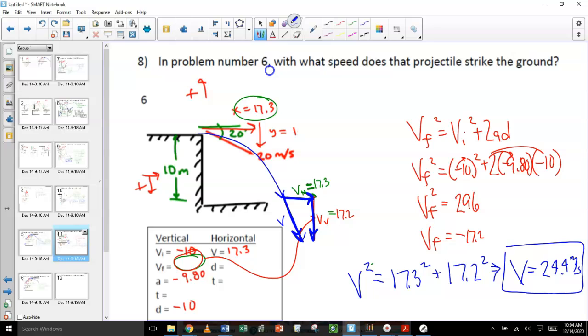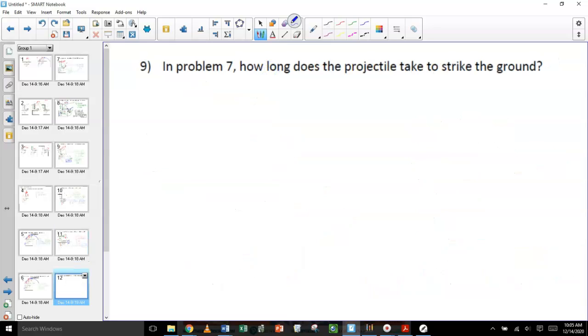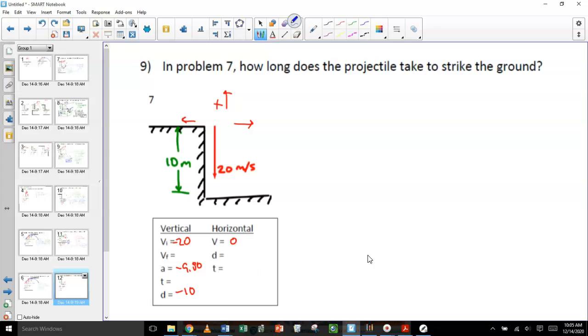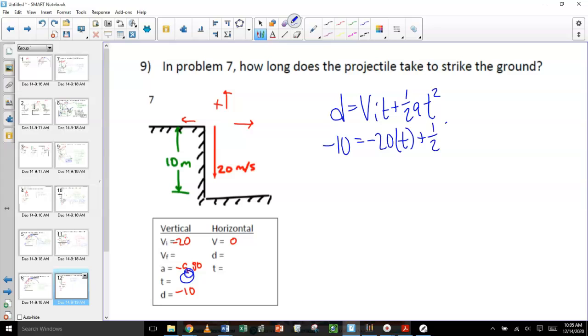On the last one, in problem 7, how long does a projectile take to strike the ground? We're looking for the time. So, let's roll here. My displacement, negative 10. Initial velocity, negative 20. Oh boy. And this is a quadratic formula one.